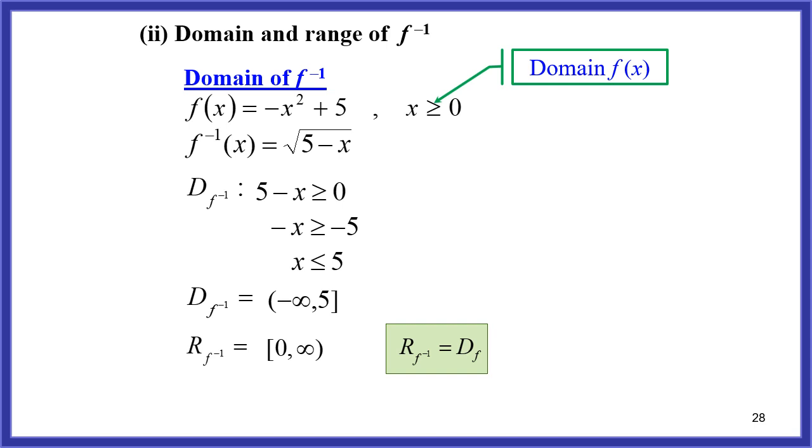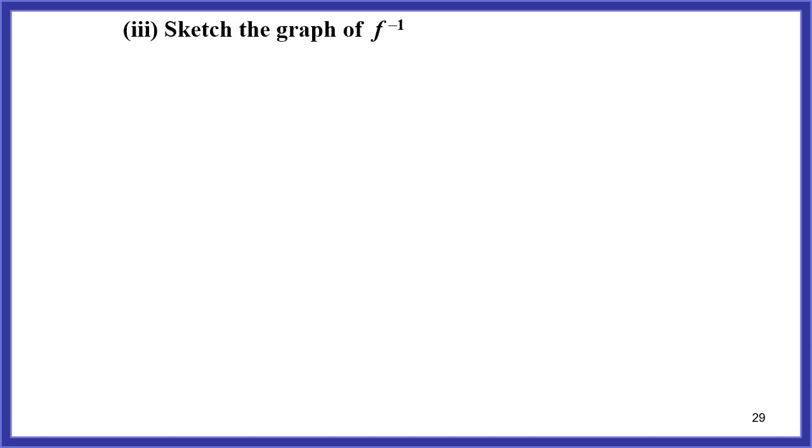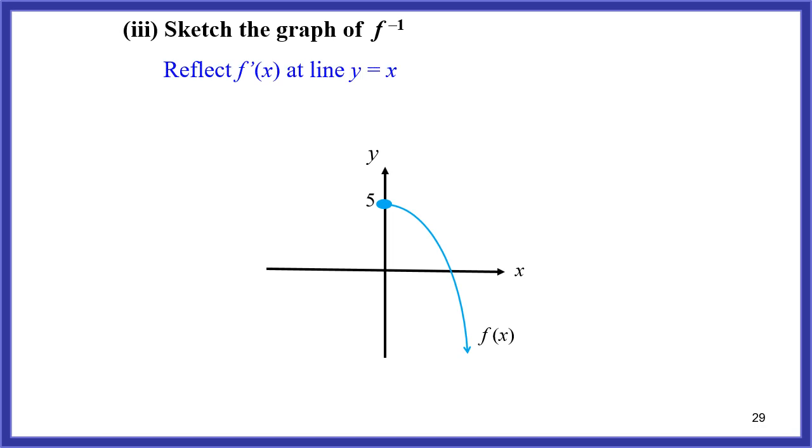Okay, so this is for question I2. For the third one, to sketch the f inverse function, we have the function f already. What you need to do is just reflect f at the line y equal to x. So if we have a y-intercept at 5, we will have an x-intercept for f inverse at 5. And then you just have to reflect.